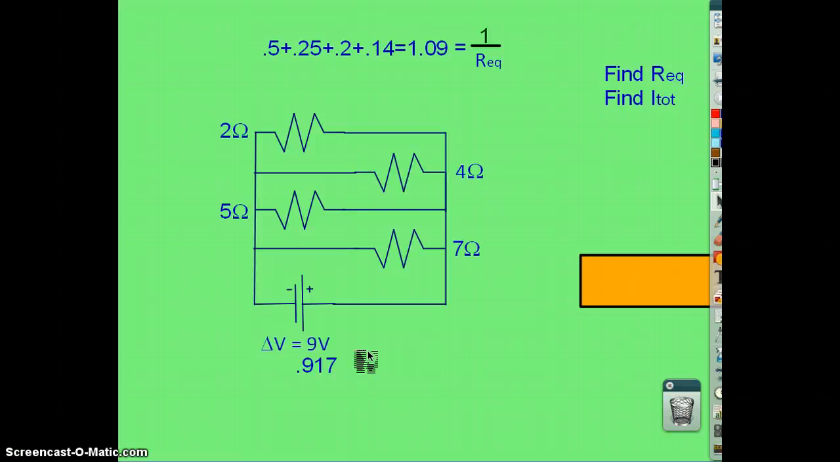So there you go. What we would follow up now with is some homework. Homework, page 643, 1 through 4.